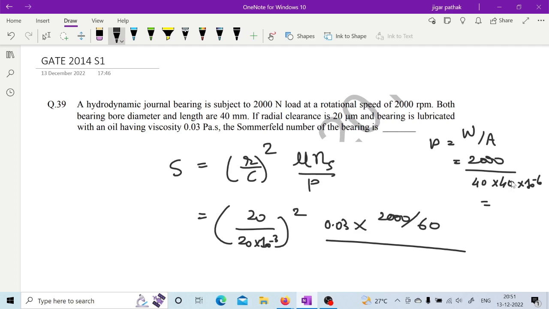Sir, actually the units are a bit of a struggle. Which unit should we take for length? It's always meter only.